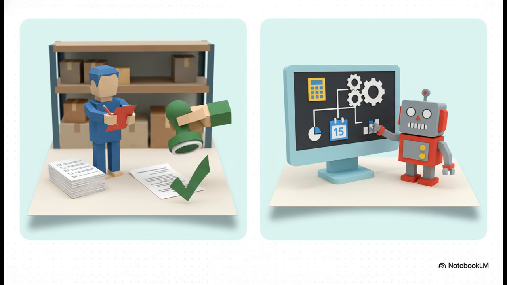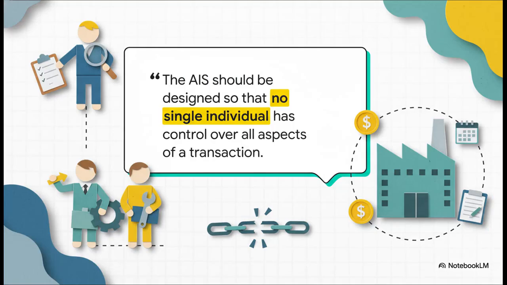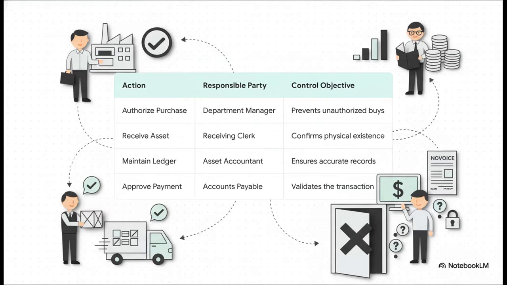Both are important. At the heart of all good manual controls is one principle you just can't negotiate on: the segregation of duties. So here's the crucial point, and listen closely. The person who can authorize buying an asset must be different from the person who receives it, and different again from the person who keeps the books.